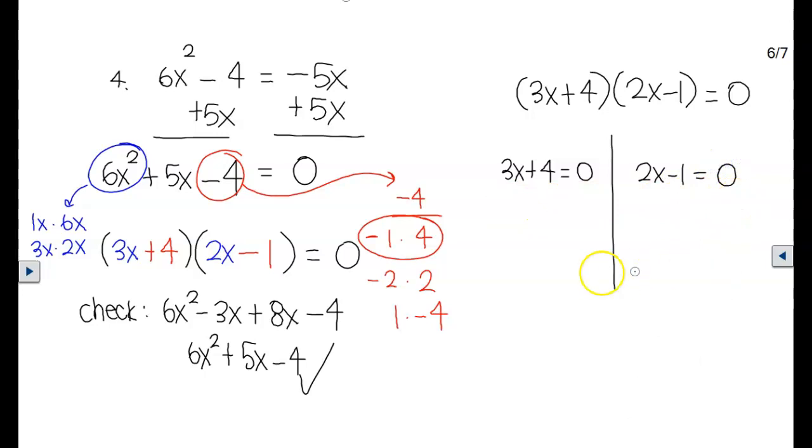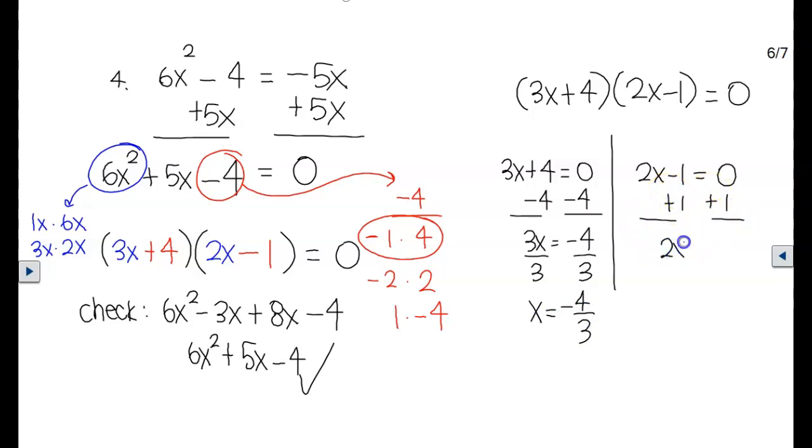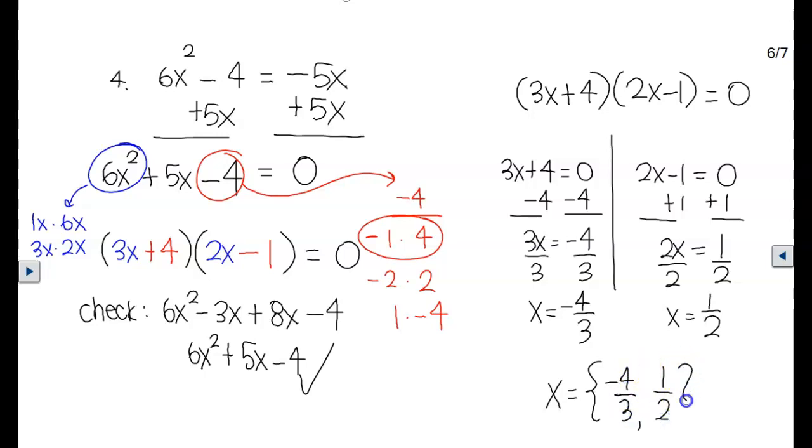Let's solve both of these equations for x. So here we will subtract 4, which gives us 3x equals negative 4. Then divide both sides by 3, and we get x is equal to a negative 4/3. On the second equation, we'll add 1. That gives us 2x is equal to 1, and then divide by 2, which will give us x equal to 1/2. So for this quadratic equation, the two solutions are -4/3 or +1/2.